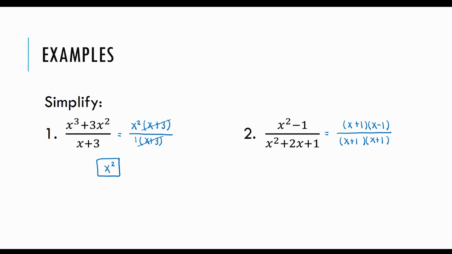So everything on the top is factored, everything on the bottom is factored. I see that there is something on the top that is on the bottom, but I can only take as many away as there are on both the top and the bottom. Since there are 2 x plus 1s on the bottom, but there's only 1 on the top, I can only remove 1 from both the top and the bottom. So that means I'm left with an x minus 1 on the top and an x plus 1 on the bottom. Those are not like factors. So that means that this is as simplified as possible. So that would be my answer.